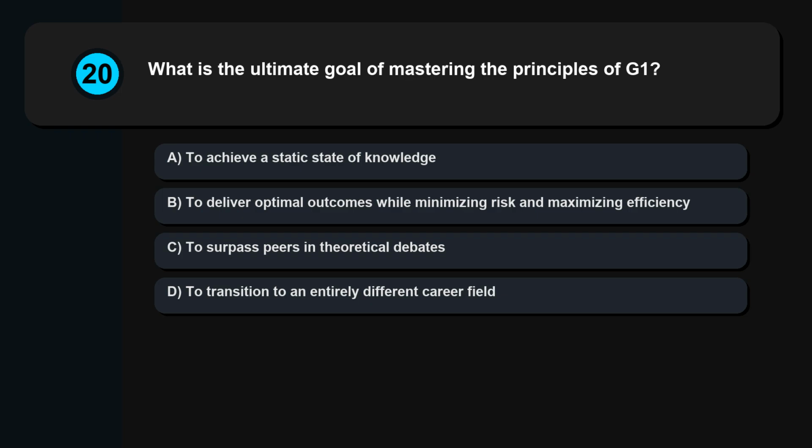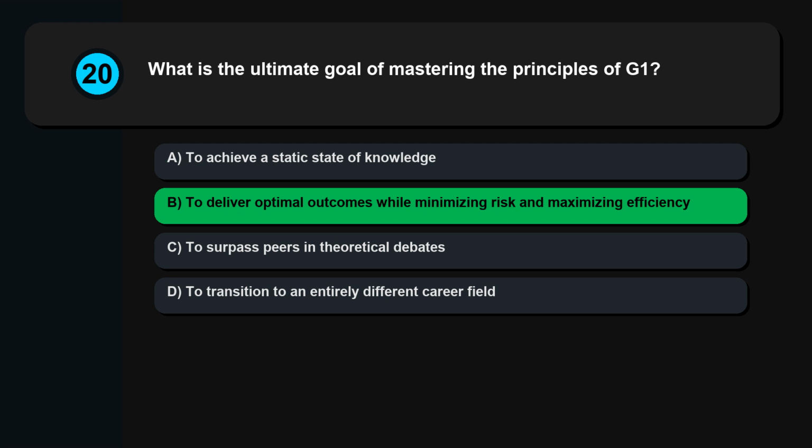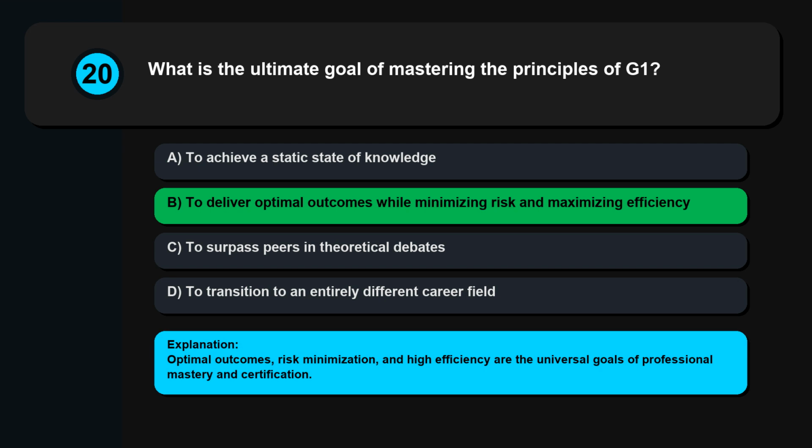Question 20. What is the ultimate goal of mastering the principles of G1? To achieve a static state of knowledge. To deliver optimal outcomes while minimizing risk and maximizing efficiency. To surpass peers in theoretical debates. To transition to an entirely different career field. Optimal outcomes, risk minimization, and high efficiency are the universal goals of professional mastery and certification.